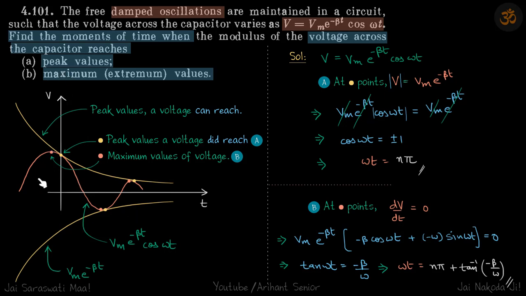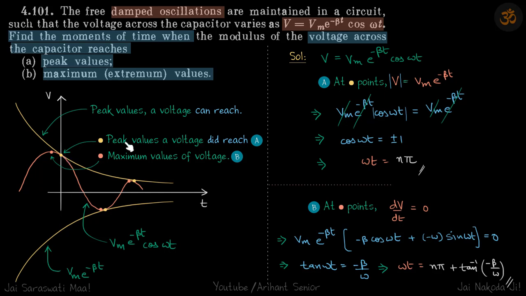Now wherever this red line, that represents the actual value, that is the whole thing. So the red line represents Vm into e raised to power minus beta t into cos omega t. So amplitude into cos omega t, and this is just the amplitude. So at certain points the value of voltage will be equal to its peak value. So wherever that curve intersects, they are those points.